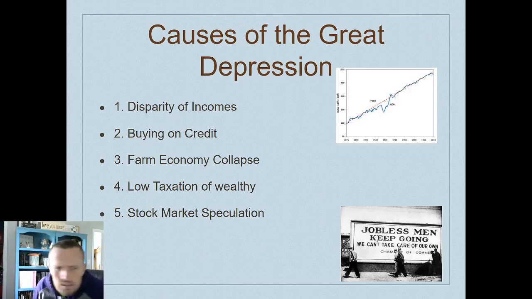Does that make sense? Okay, so number 1, disparity of incomes. 2, buying on credit. 3, the farm economy will collapse. 4, low taxation of the wealthy. And 5, stock market speculation. So we'll go through each of these, and I hope I remember them.